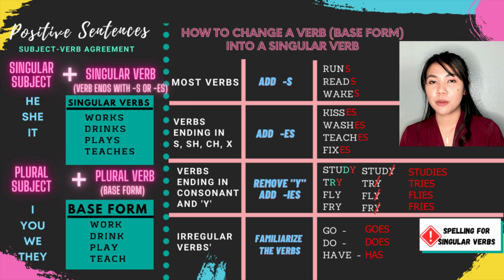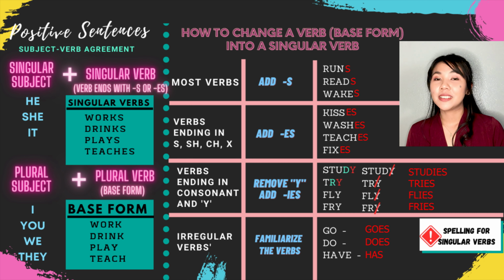So these are the most common patterns for spelling changes in the present simple tense. For singular subject, we use singular verb. Either we add s, es, or ies. It depends on the verb. Now we're done with the positive or affirmative sentence. Let's move forward to the negative sentence.